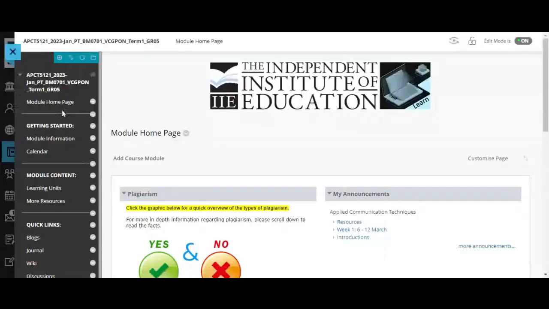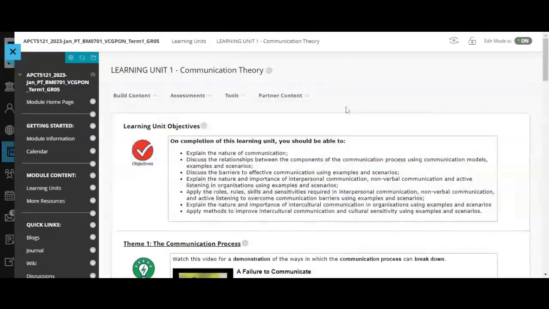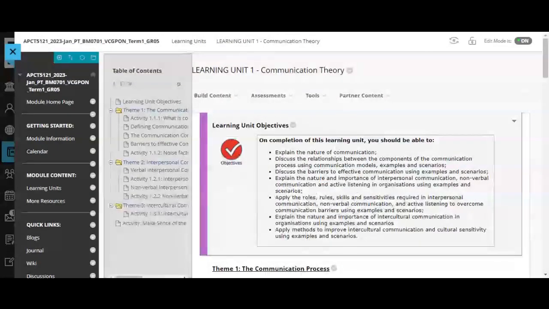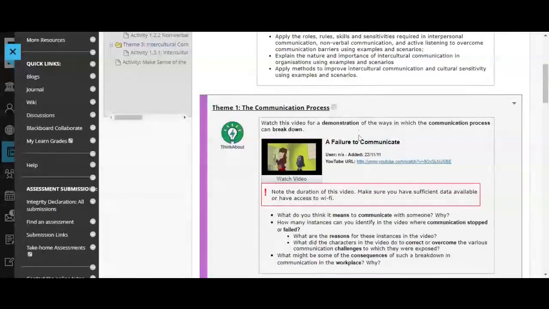Just going to share my screen. So if you go to learning units, learning unit 1, communication theory, this is what you will be looking at. These are your learning objectives. So theme 1, the communication process.